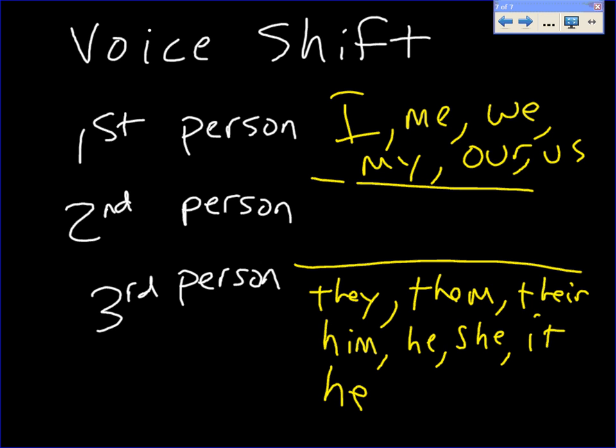Anybody know second person? Okay, he's on there twice. But what about second person? Nope, not a pronoun. How many people are there involved in writing? Nope. Good guess. Very poetic. Not correct.